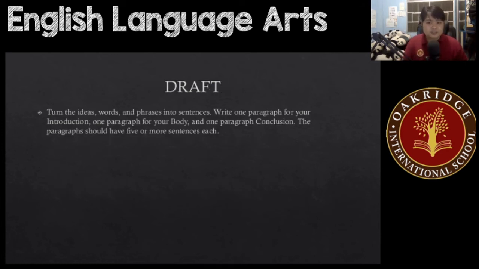And then your draft: turn your ideas or words and phrases into sentences. Write one paragraph for your introduction, one paragraph for your body, and one paragraph for your conclusion. The paragraphs should have 5 or more sentences each. That's for your draft. So in your draft, you'd already start coming up with your conclusion. Write your introduction first, then the body, and then react to it. Give 5 or more sentences.